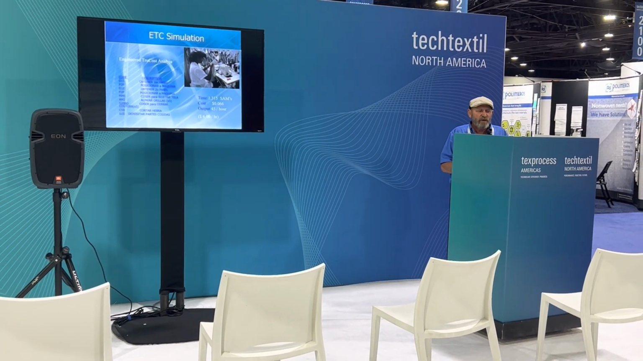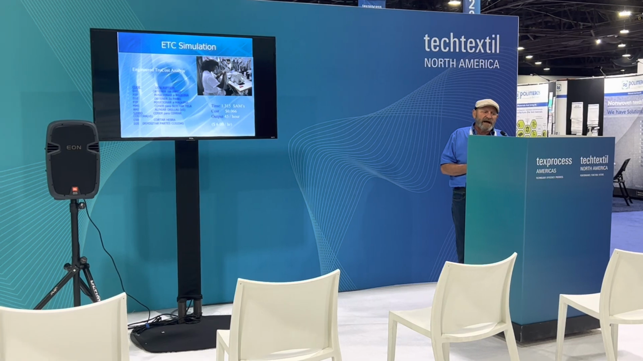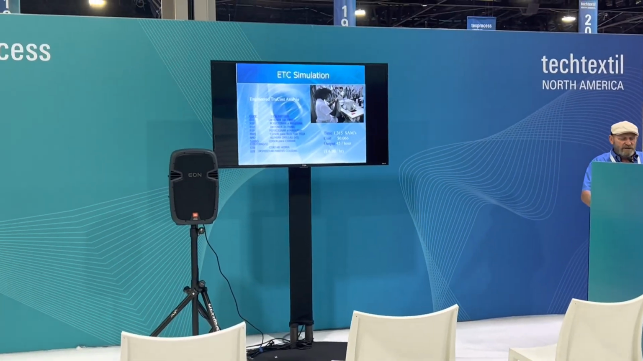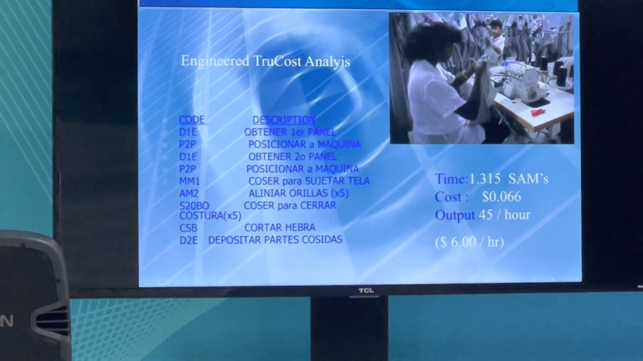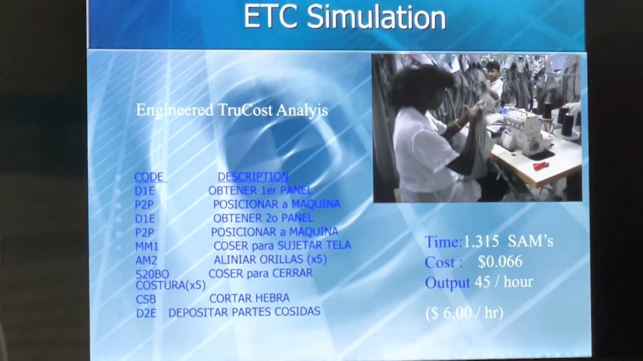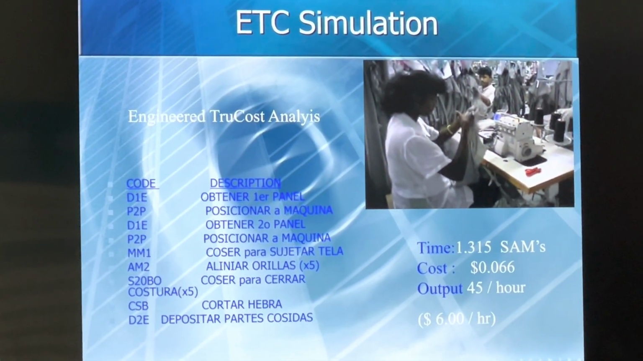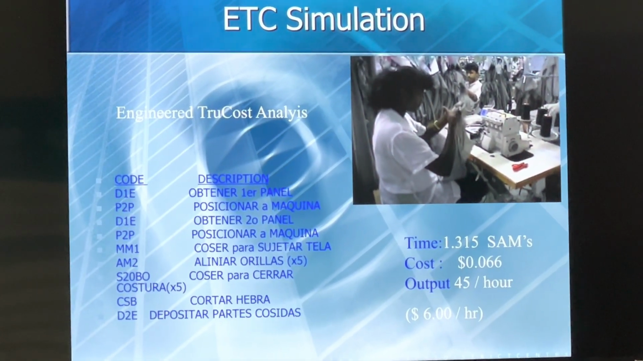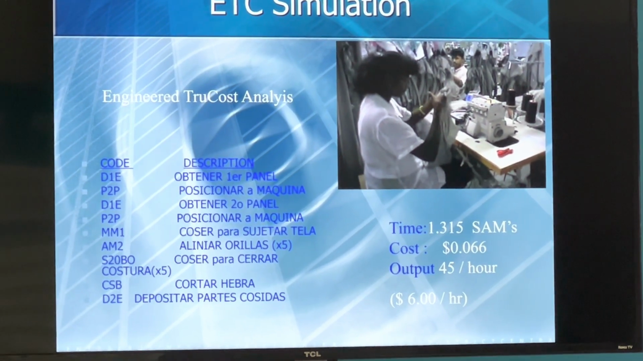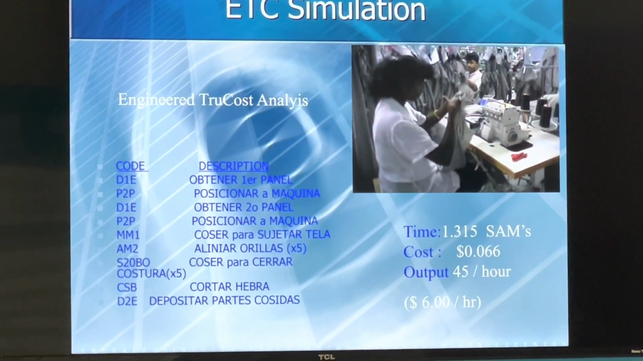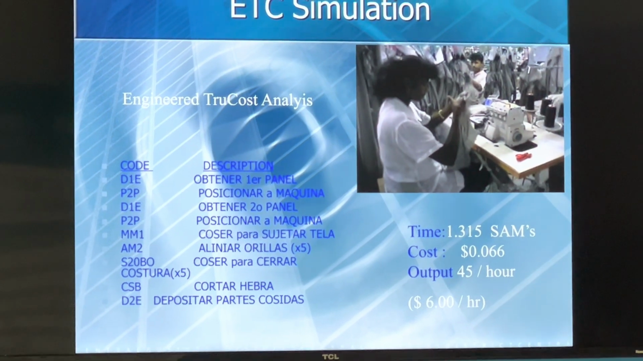Here's an example of what an analysis looks like, where you actually have your codes down one side, a description of the motion, and then once you've got all the codes in, you wind up with your SAMs, a cost in dollars, and it also gives you the operator output that would be 100%.